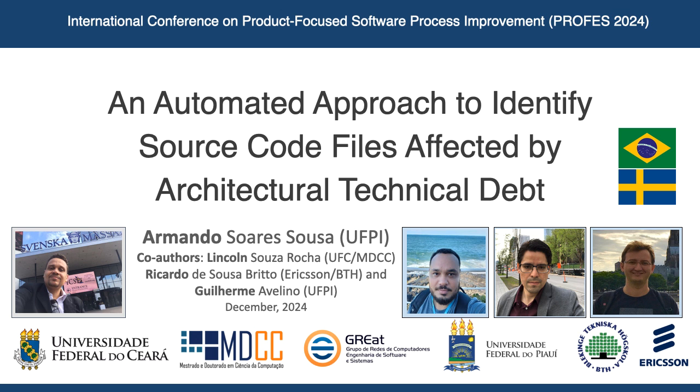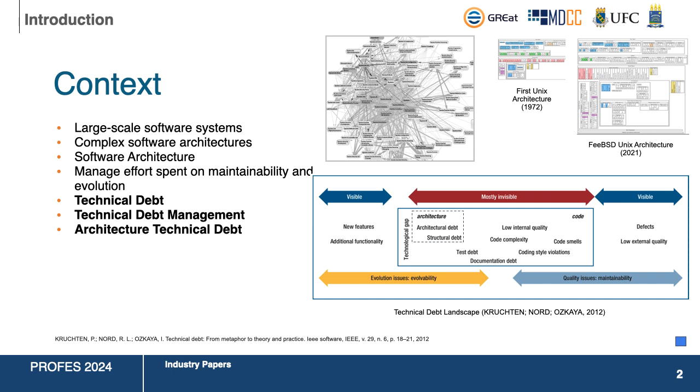This is my presentation about an automated approach to identify source code files affected by architectural technical debt. Let's go. There is the main context to be analyzed before starting the presentation of this paper. Imagine that architectural technical debt is the technical debt most difficult to identify because of the complexity of large-scale systems.